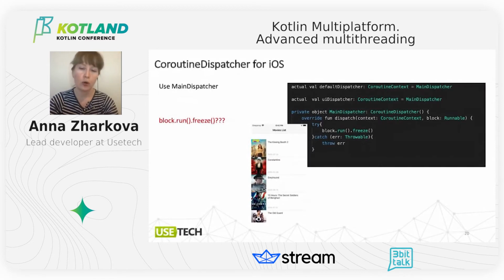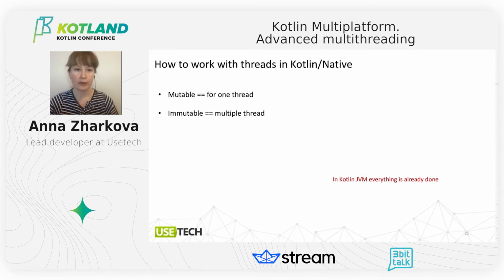So we will change all the dispatchers in the coroutine context to the main dispatcher, and then we should add a small freeze command to the launch of the block of code that will be routed in the dispatch functions of our main dispatcher. Why should we do this? This is because of the rule of how to work with threads and concurrency in Kotlin Native. There is a small rule. We can use mutable objects for one thread only, and we can use immutable objects with multiple threads. Yes, it's a common rule in many languages, but it's a really strong rule for Kotlin Native.